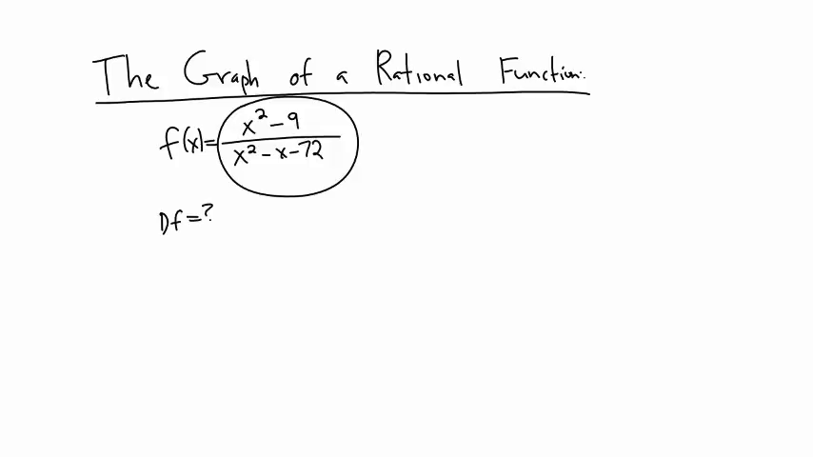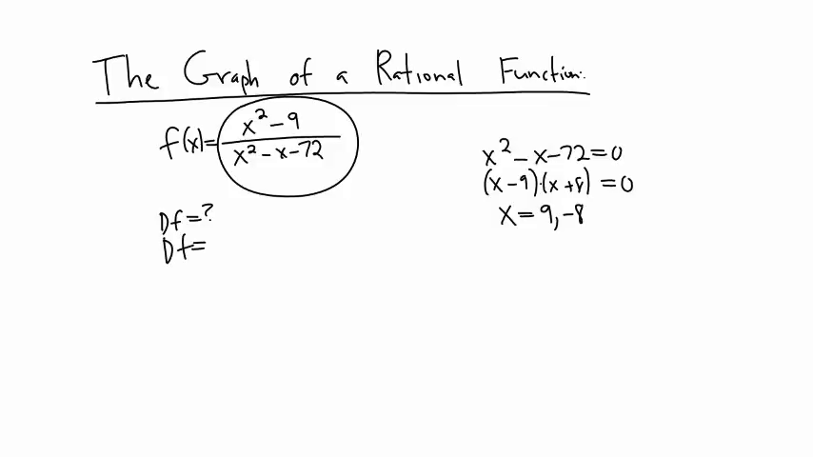To do this, we set the denominator equal to 0 and solve. This polynomial factors as x minus 9 times x plus 8. So we see that the two solutions are positive 9 and minus 8. So the domain of f is the set of all real numbers x such that x is neither minus 8 nor positive 9.